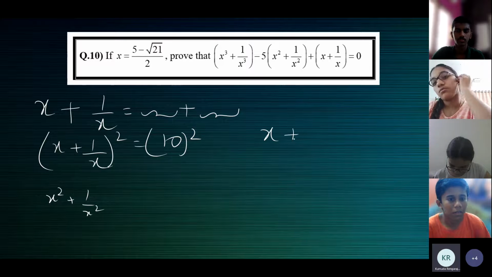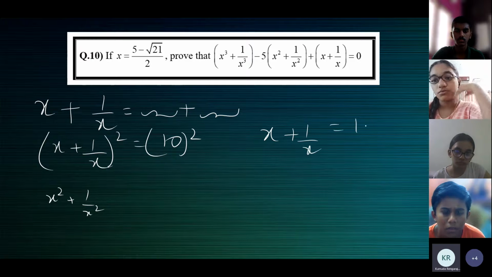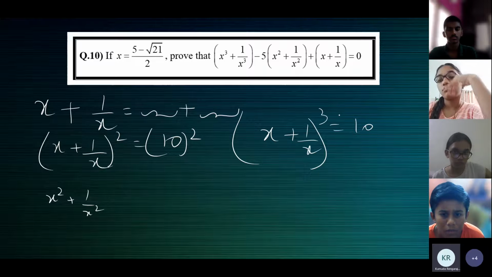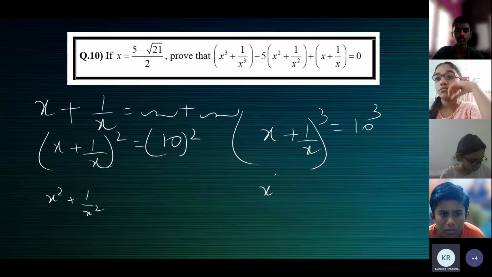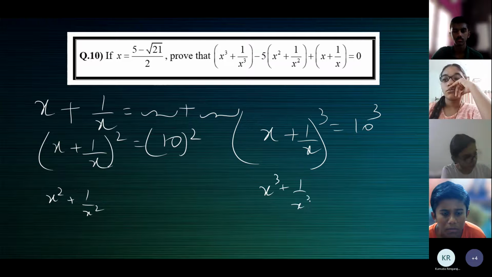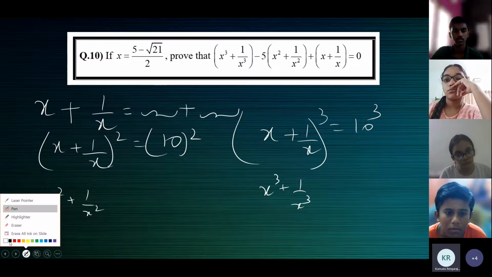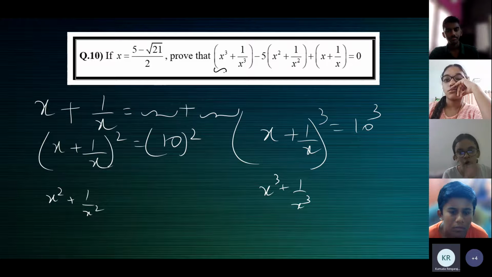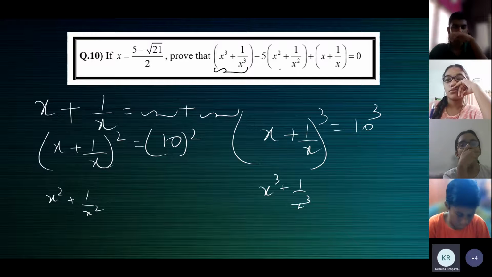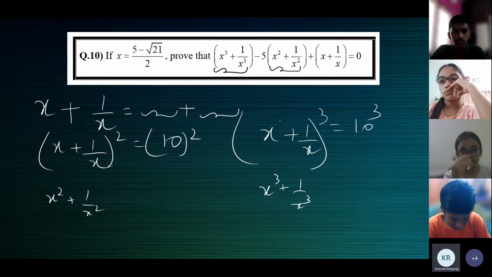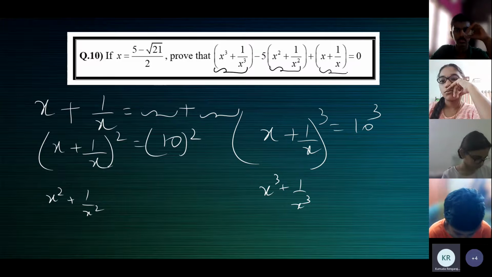Supposing x plus 1 by x is 10. When you cube it on both the sides, you can find the value of x cube plus 1 by x cube. Please look at the expression. You need the value of x cube plus 1 by x cube, the value of x squared plus 1 by x squared, and the value of x plus 1 by x.